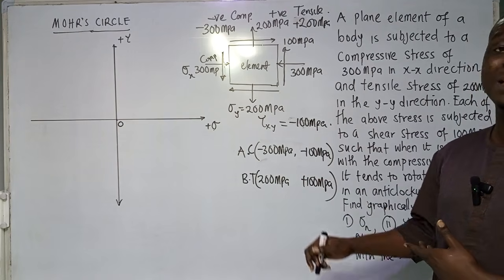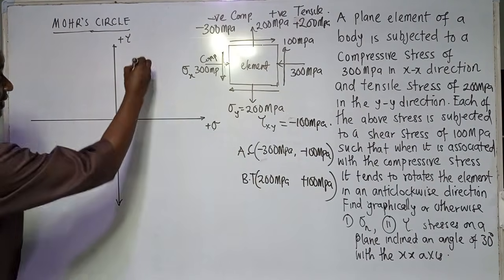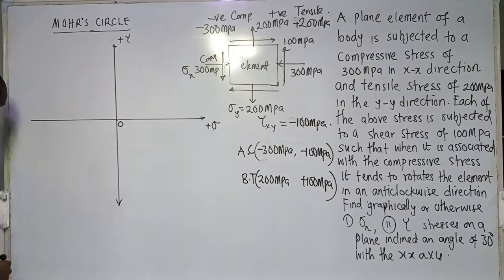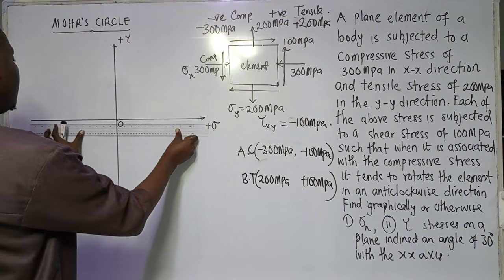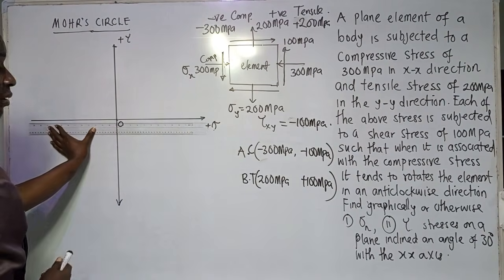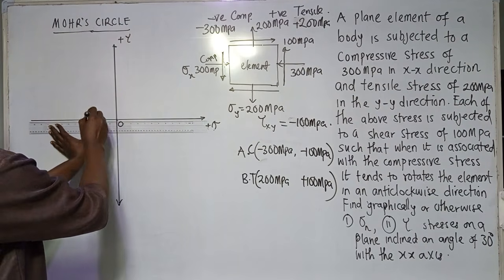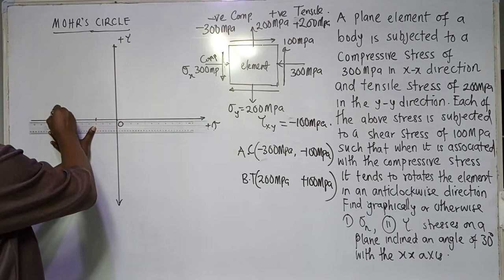In doing that, we are going to represent each of them inside the graph. Let's take 300, let's say this particular one. Let's take our measurement. Then this is 1, 2, and 3.